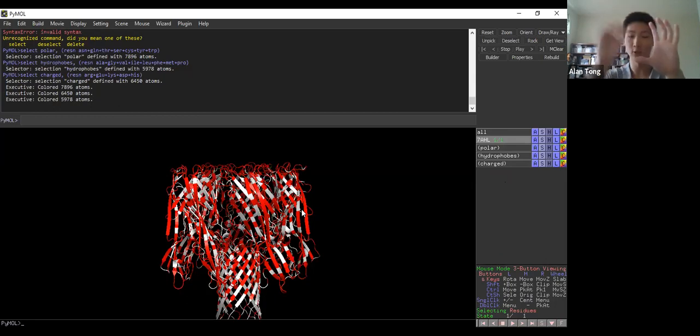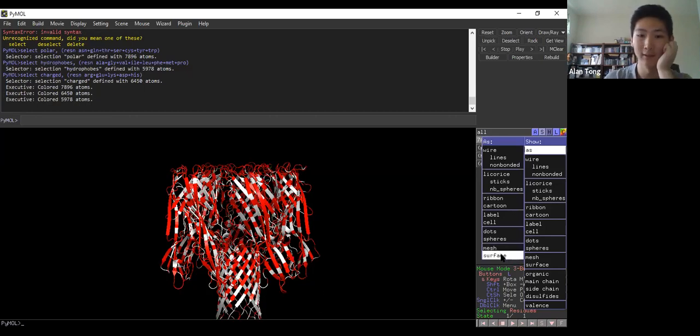So let's view this as a surface. Let's go here, show as surface. And we can see that it's calculating the surface of this molecule.